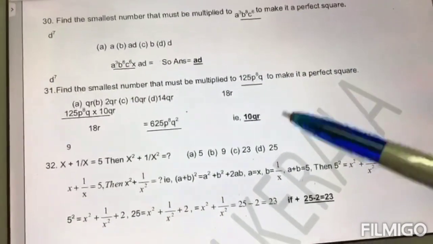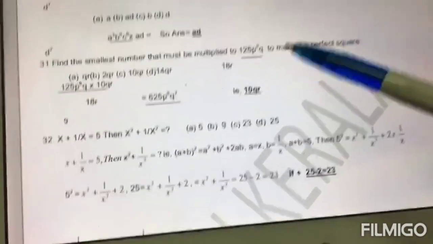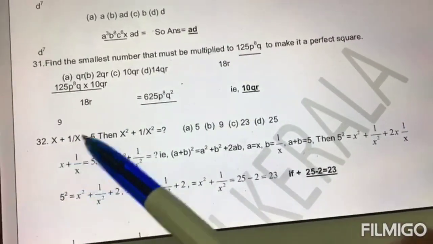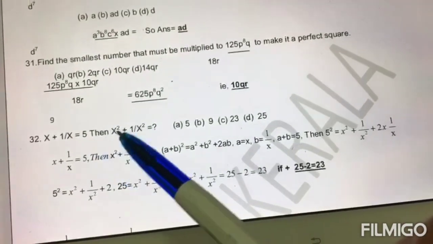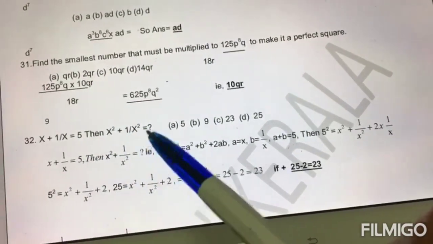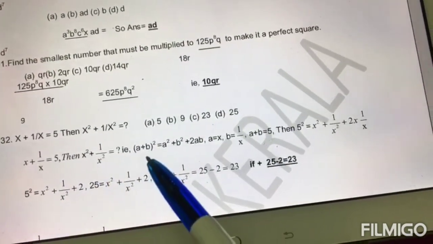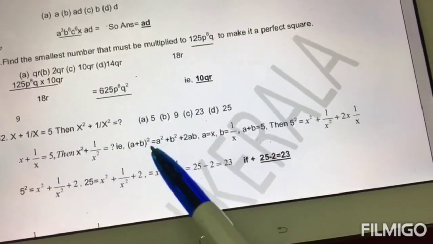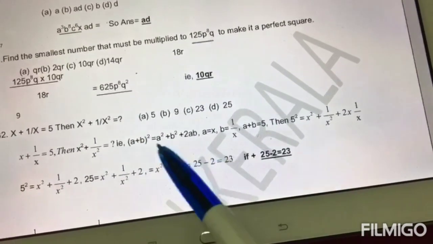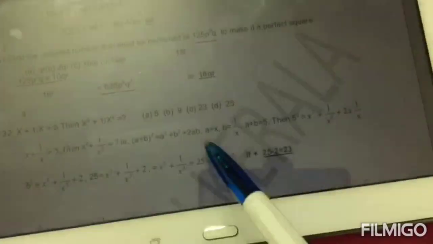31 is similar to 30, so do it by yourself. Now let's move to 32. They have given x plus 1 by x is equal to 5. Then what is x square plus 1 by x square? Okay, so you remember the formula a plus b whole square? What is our expansion? A square plus b square plus 2ab, right?